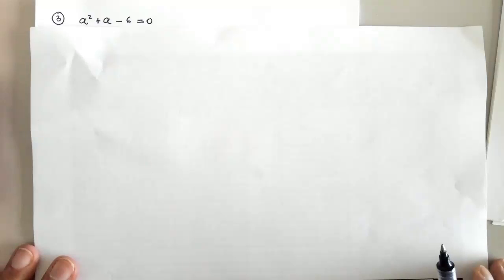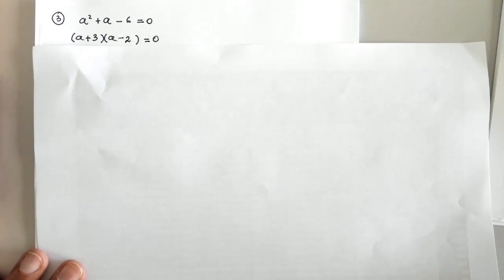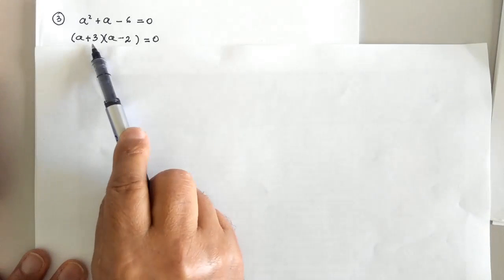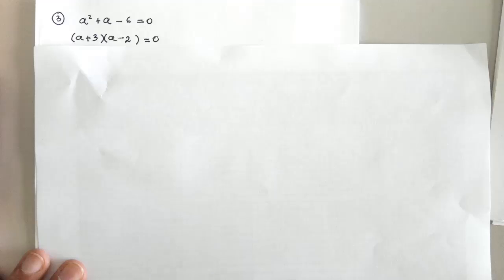Question number 3. In question number 3 we have a squared plus a minus 6 equal to 0. Again, we need to factorize it, and you already know how to do that. We need to find two numbers that when you multiply them together equal -6, but when you add them is equal to +1. Those numbers are +3 and -2. So 3 times -2 is -6, and 3 plus -2 is 1. And then you know what to do.